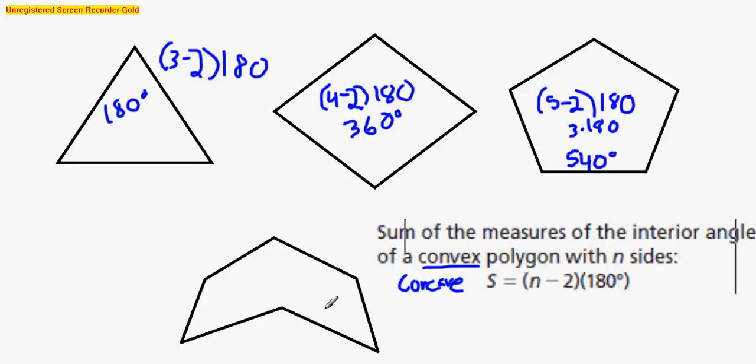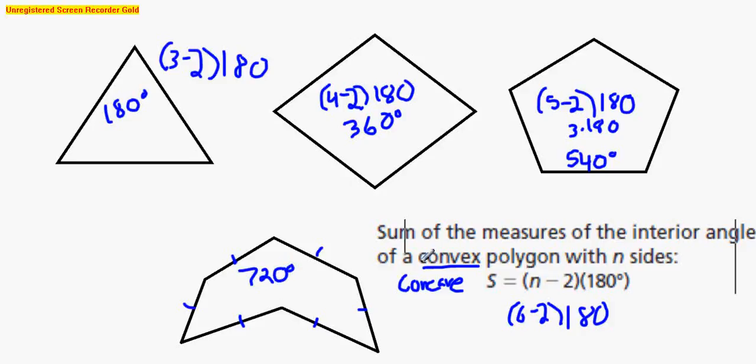So same thing, you're just going to count the number of sides and then subtract 2 and times it by 180. So if we go 1, 2, 3, 4, 5, 6, we got 6 sides this time, so we're going to do 6 minus 2 times 180. And so 6 minus 2 is 4, and 4 times 180, I believe, is 720. So we got 720 degrees.